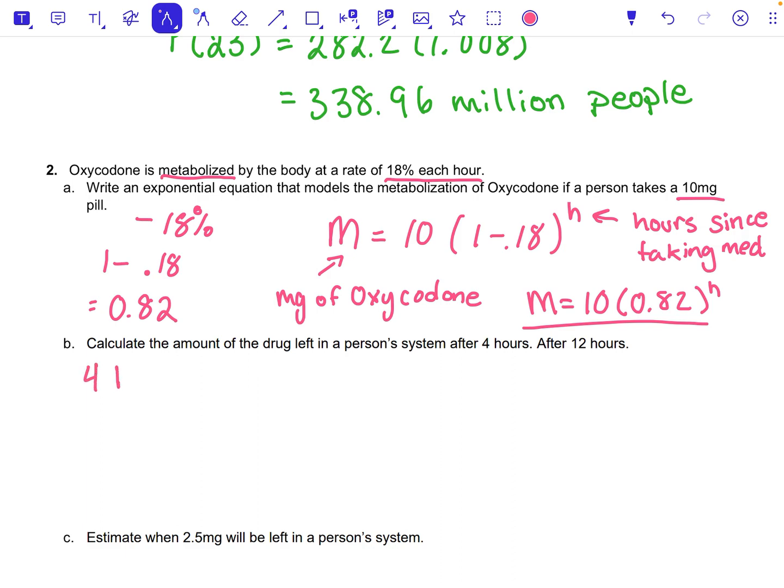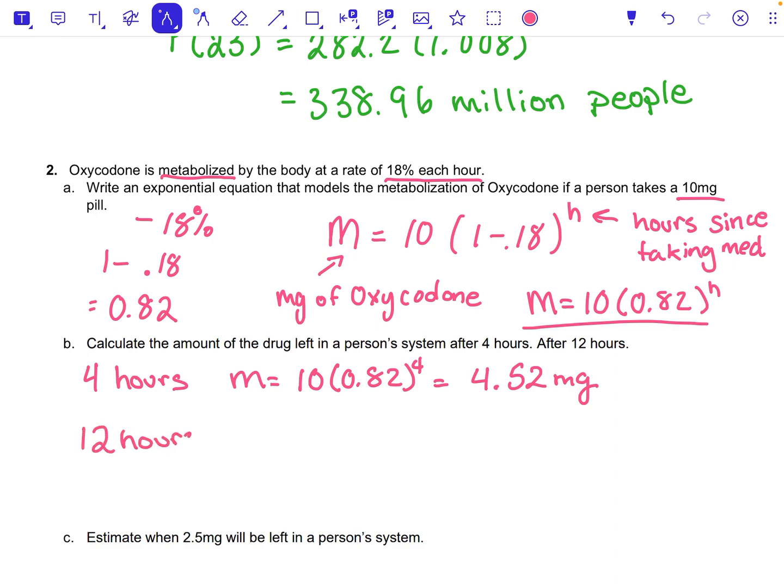So if I'm looking at the 4 hours, the amount of medicine would be equal to 10 times 0.82 to the 4th power, and that would come out at 4.52 milligrams. Same idea with 12 hours, and notice I should be getting less and less medicine. If I set up my function correctly, the medicine should be dissolving in my system. And so 10 times 0.82 to the 12th, and I get 0.92 milligrams.